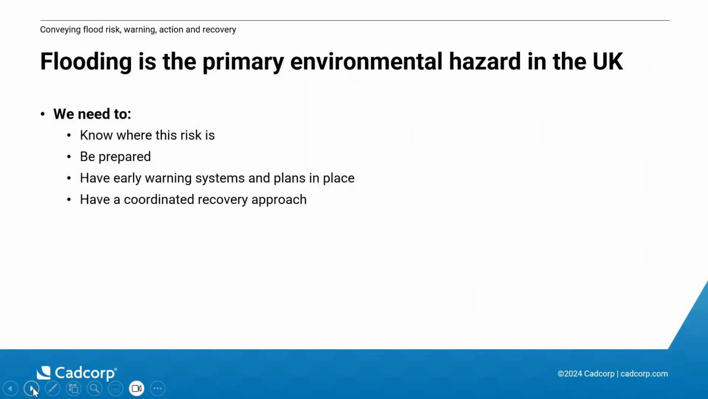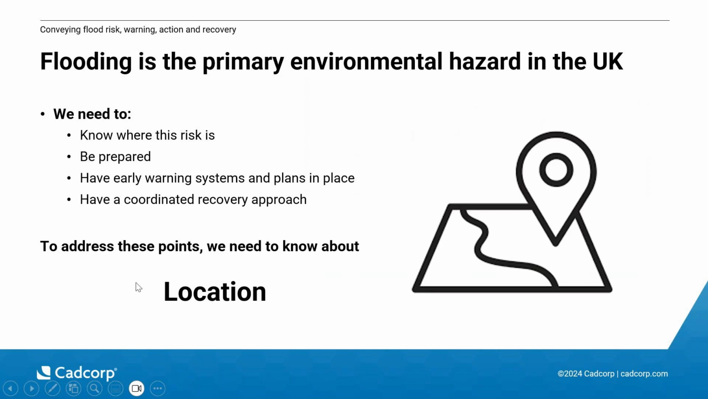So, flooding is the primary environmental hazard in the UK. We need to know where the risk is, be prepared, have early warning systems and plans in place, and a coordinated recovery approach. So before, during, and after the event, we need to know about location. And this is where web mapping can help us. I'm going to show you some web mapping examples, and then Simon's going to show you in practice how you can go about utilising web mapping for flooding.